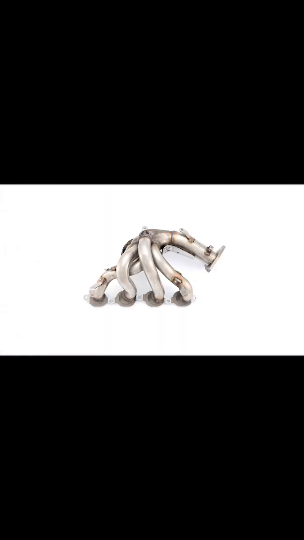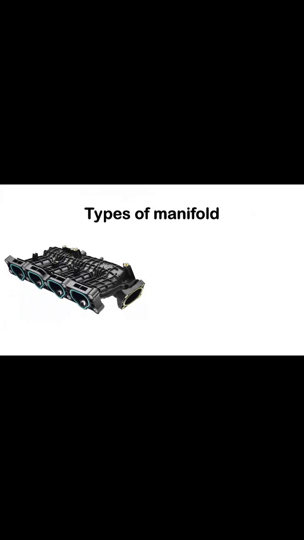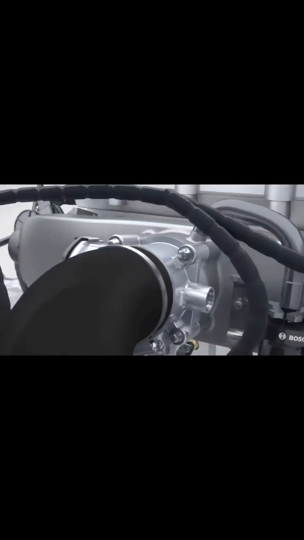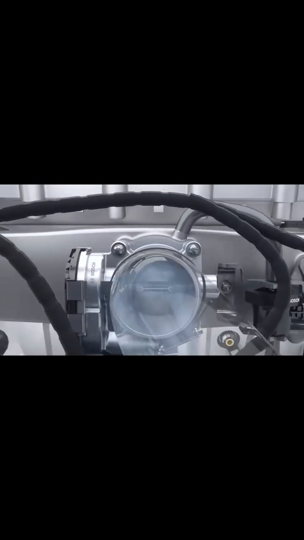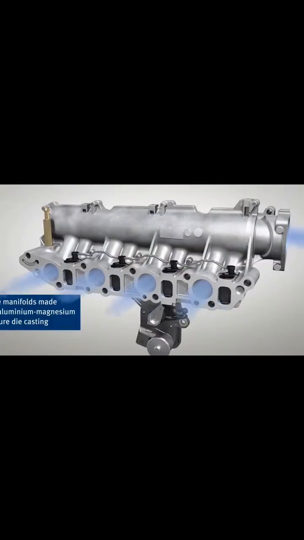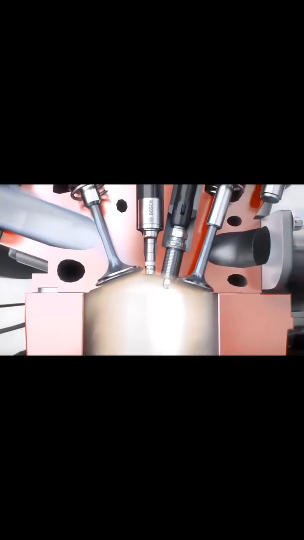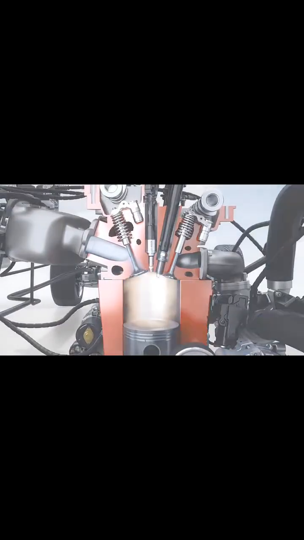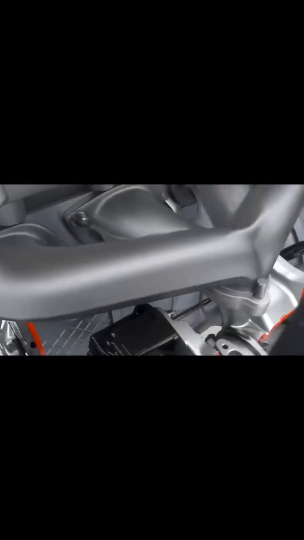The manifolds in an engine are crucial components that manage the flow of air into and out of the engine. There are two main types, the intake manifold and the exhaust manifold. The intake manifold is connected to the throttle body and mounted on the cylinder head. It distributes air or an air-fuel mixture evenly to all the cylinders, ensuring each cylinder receives the right amount for efficient combustion. On the other side, the exhaust manifold is also mounted on the cylinder head, and it's responsible for collecting exhaust gases from each cylinder after combustion and directing them into the exhaust pipe.